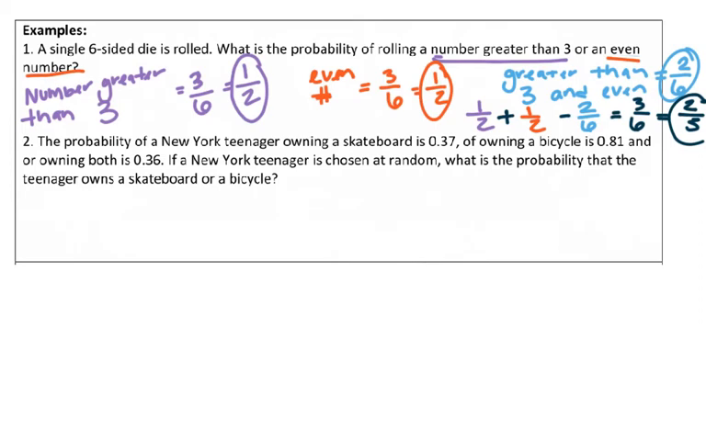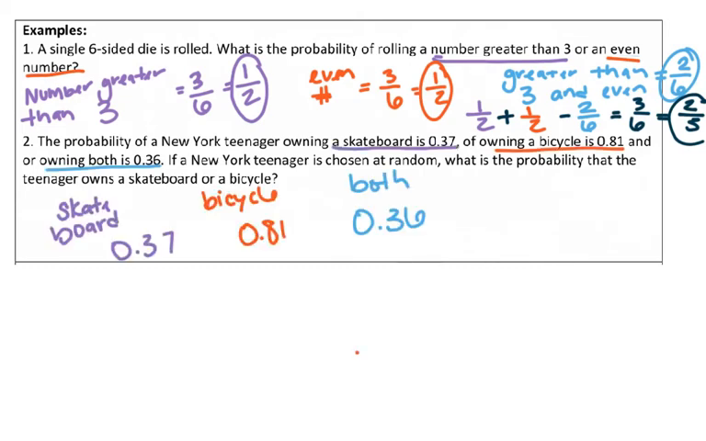Okay. So now we're going to do number 2. So number 2 is a little harder sometimes for people to understand. I want you to try it, see what you can do in 1, 2, 3. Alright, so the probability of owning a skateboard is 0.37, and the probability of owning a bicycle is 0.81, and the probability of owning both is 0.36. So you're going to add the first two, and then you're going to subtract when they both do it together. So my final answer is 0.82. Alright, so if that didn't make sense, you can message me for help.